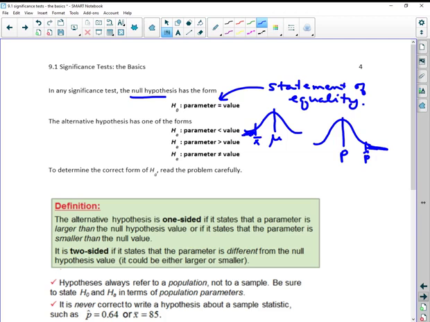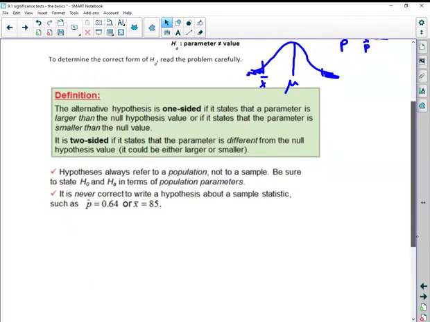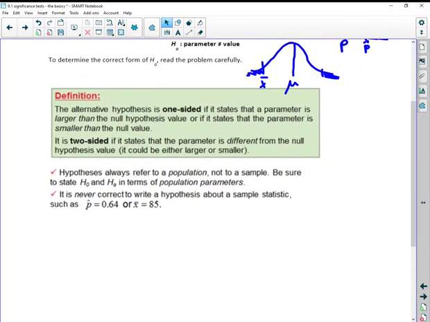And then there's a statement of inequality, and that would be both sides. Go back to mu again, and if maybe my x bar came out over here, I find this area, but the same size area is up here, and so that would be just being different. You could be higher or lower. So determining which one to use, read the problem carefully, and make sure the equal sign has to be in the null. So that's the main thing there.